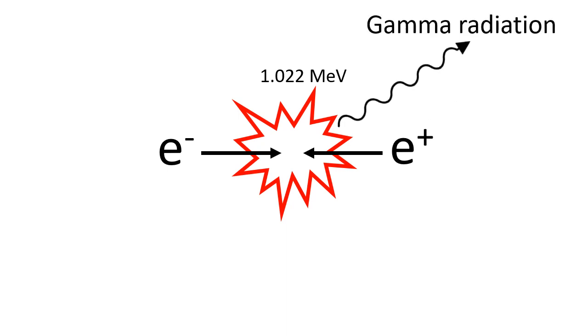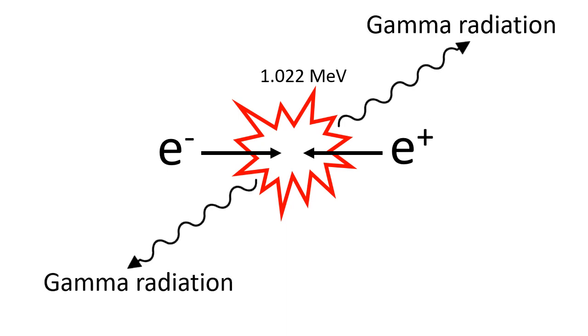This energy takes the form of gamma radiation, and specifically 2 rays of gamma radiation, so as to conserve momentum. So they travel in opposite directions but have equal energy, therefore their net momentum is 0, which is the same as where we started.